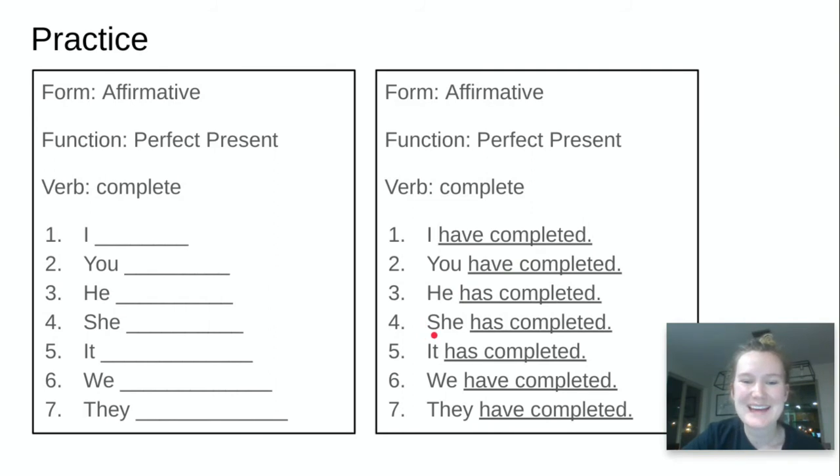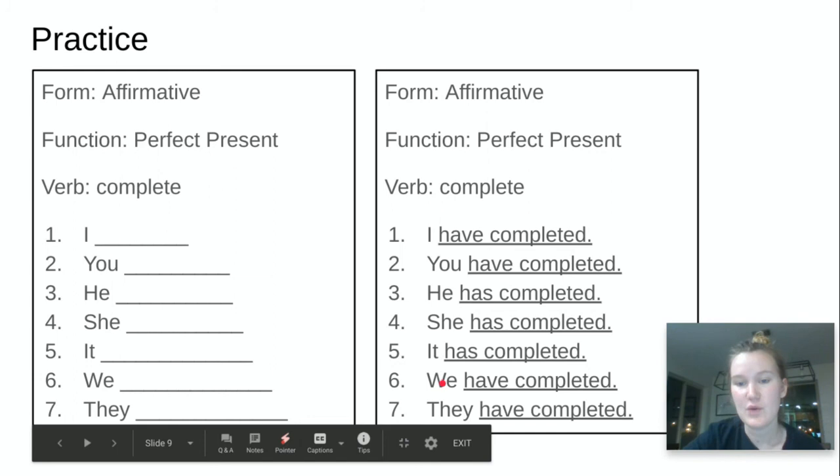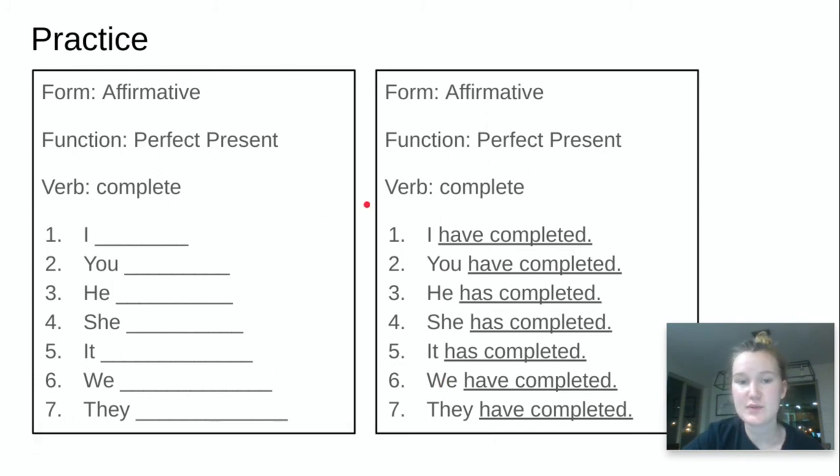Okay, and then we have the rest of our examples. She has completed, it has completed, we have completed, and they have completed. So this is the same type of problem as we were doing with simple tense. Now it's just in perfect present tense instead of simple.